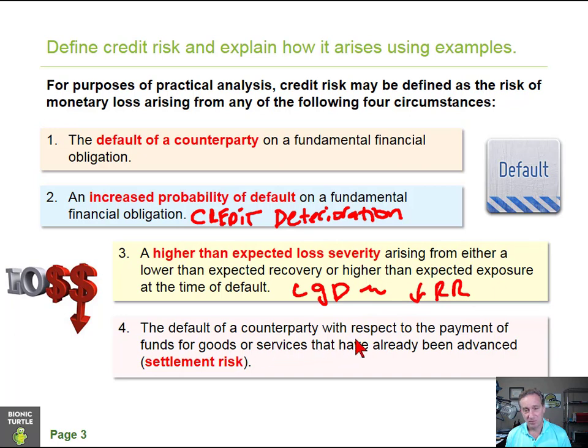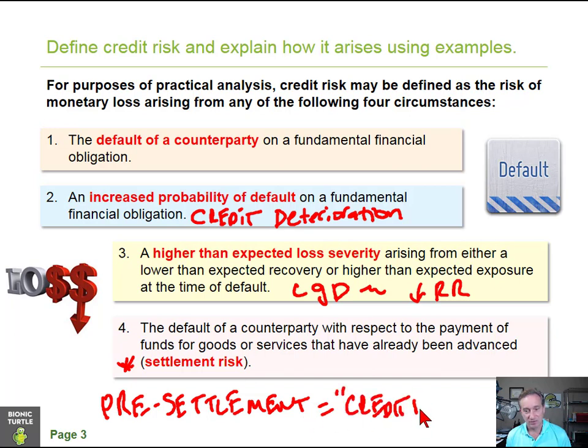And the default of a counterparty with respect to the payment of funds for goods or services that have already been advanced. Right, so that's settlement risk because, in general, it's easy to sometimes forget that most of the time when we're looking at credit risk here, we're talking about what is called pre-settlement risk. It's basically a synonym for credit risk. We just want to be mindful that there is also a different sort, the settlement risk, also called Herstatt risk, and that's actually very real. This is parsed out here explicitly.